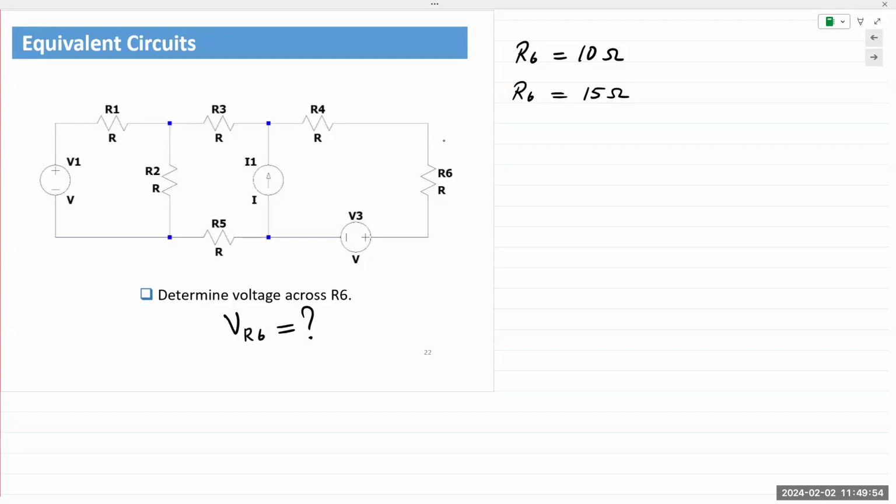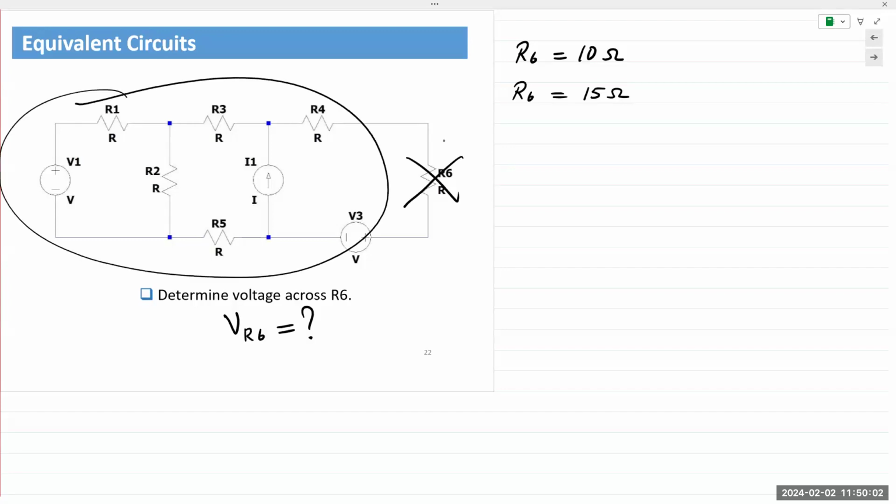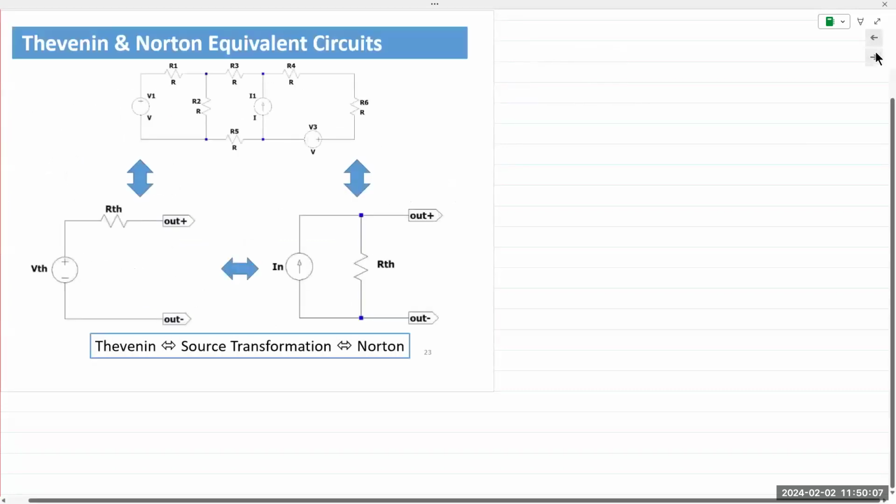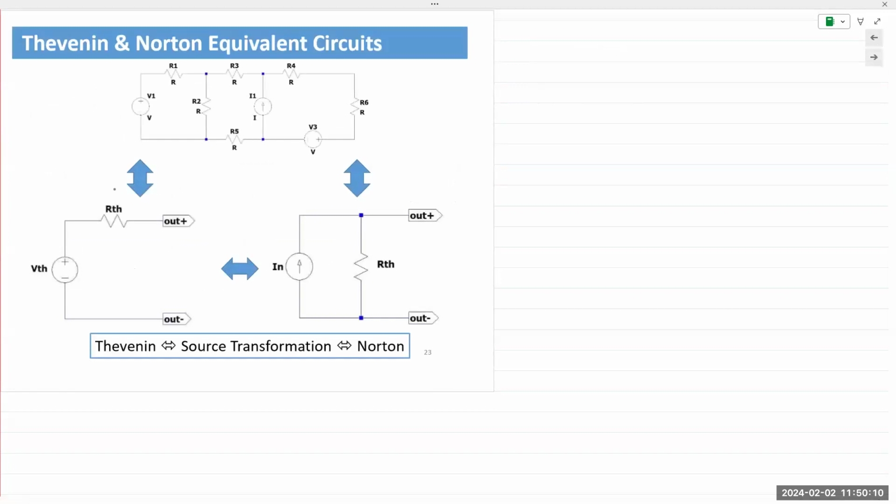In this example, it would mean you would remove R6 from your analysis, analyze the rest of the circuit independent of R6, and represent that entire circuit with a single voltage source in series with a resistance. And this theorem came to be named after him. It was known as Thevenin theorem or Thevenin's theorem. And the circuit is named again after him, so it's known as the Thevenin equivalent circuit.